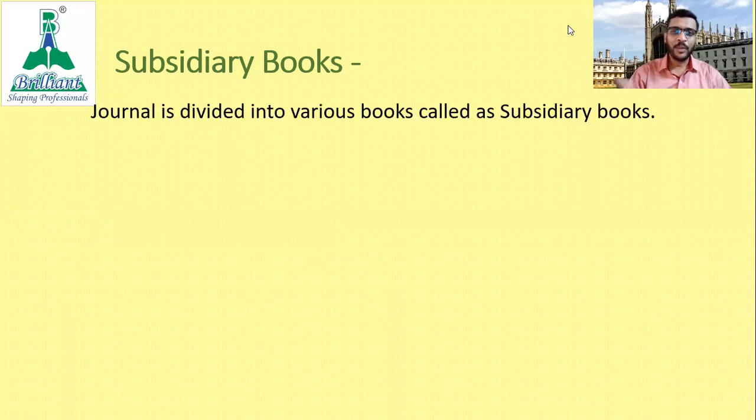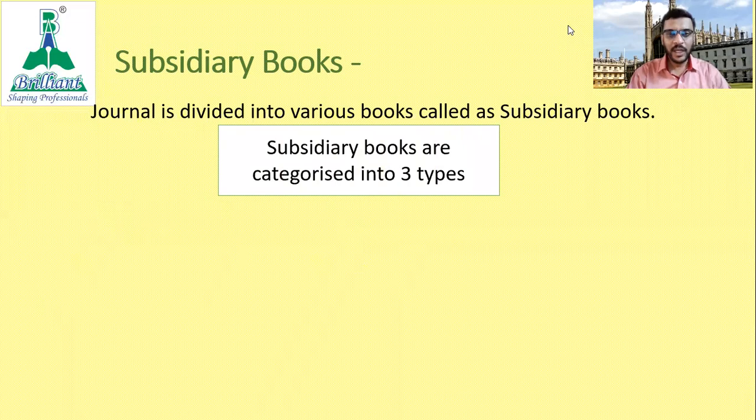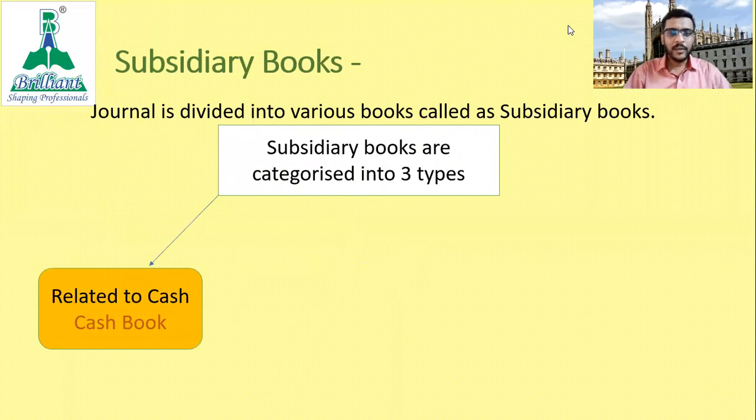Okay. Now subsidiary books. What are subsidiary books? Since we cannot record all the entries in the journal, otherwise the journal will be very bulky, we will divide the journal into various books called subsidiary books. So subsidiary books we can say are part of the journal. Now subsidiary books are categorized into 3 types. Which are the 3 types? In the first type, all transactions related to cash are recorded. So the first subsidiary book is the cash book.